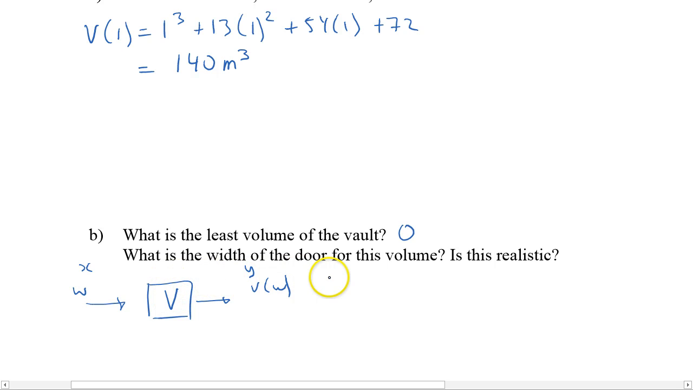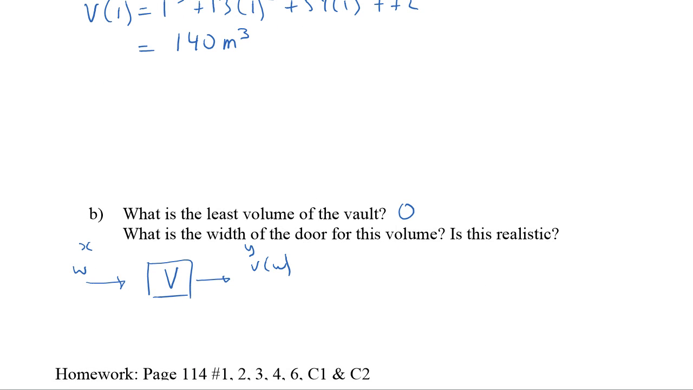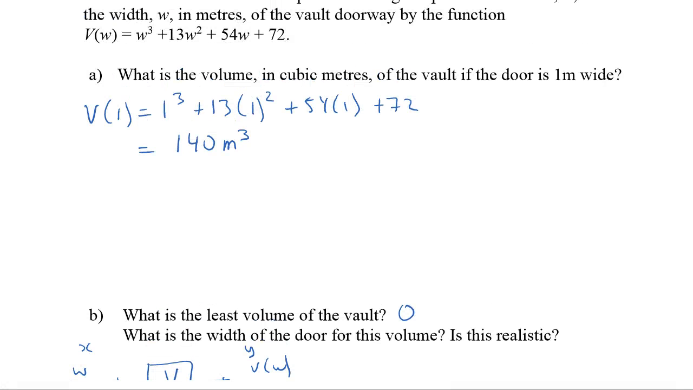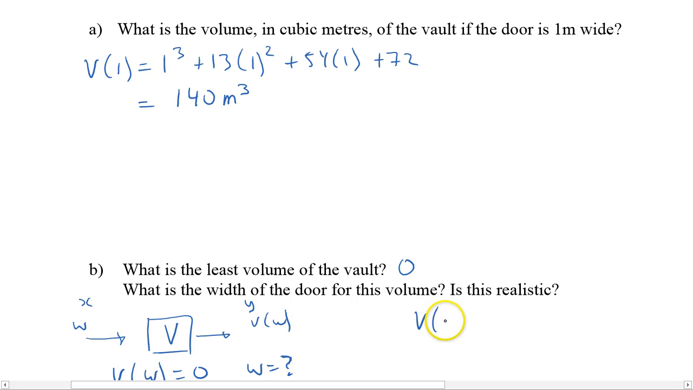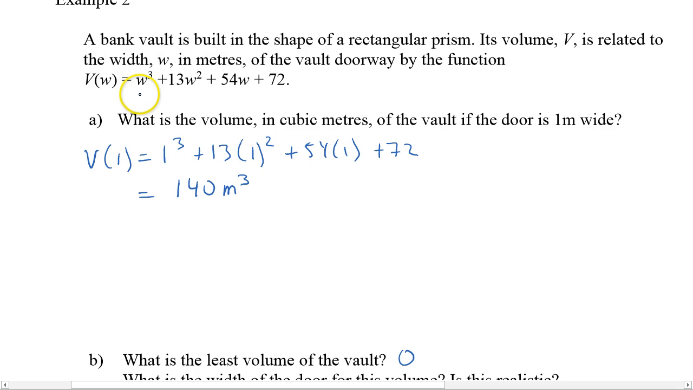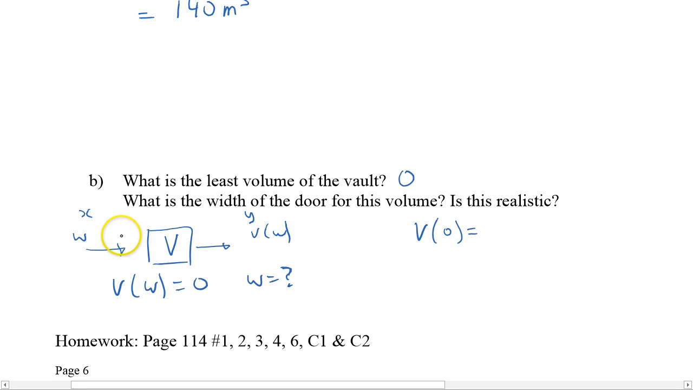What is the width of the door for this volume? In other words, if we said that this is the least volume, then w is equal to what? What would be the width of the door? Going back to our function here, v at 0 is equal to, well, if we plug in, oh, actually I looked at that wrong. I don't think we can have a door. Let's look at this differently. The smallest width we could have would be a 0 to go into that function.